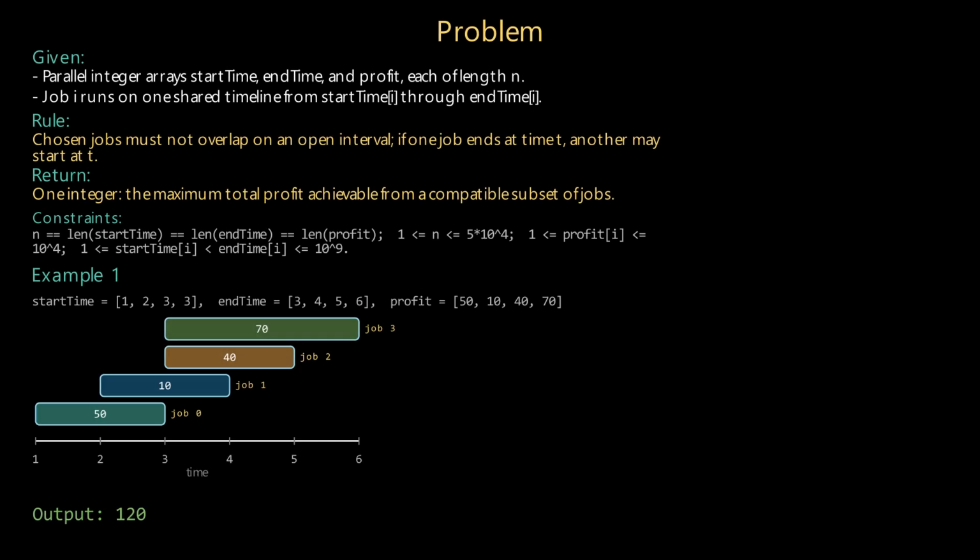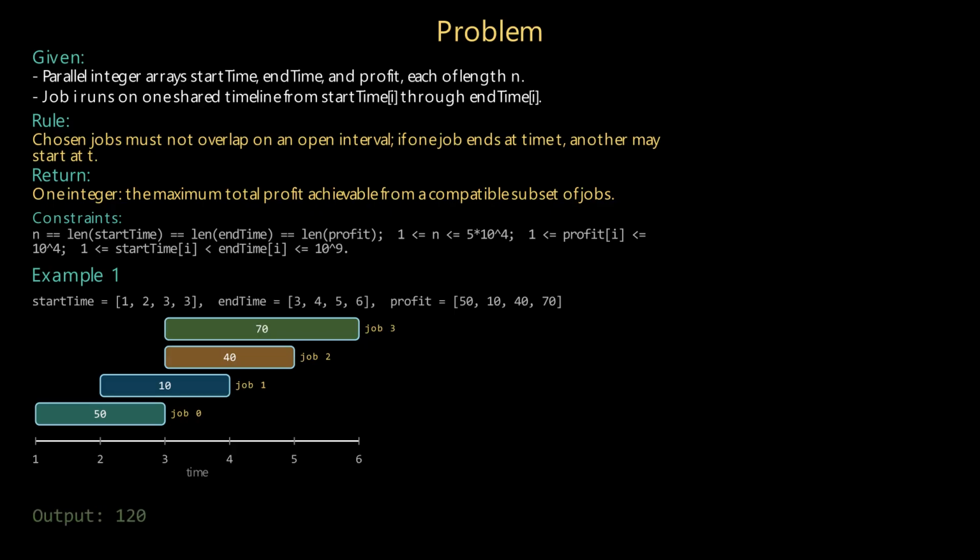You are given n jobs. Each job has a start time, an end time, and a profit. Pick any subset of jobs so that their time ranges never overlap on an open interval. If one job ends exactly when another starts, that is allowed. Return the maximum total profit you can get from a compatible subset.